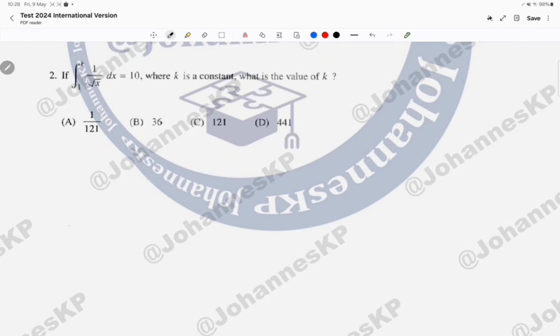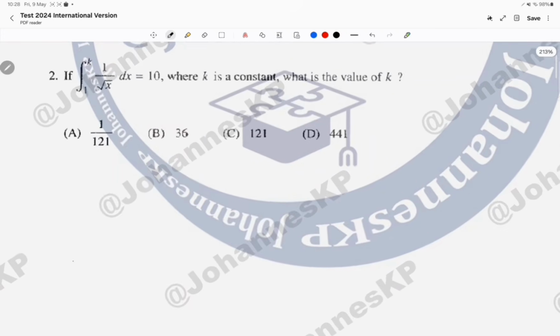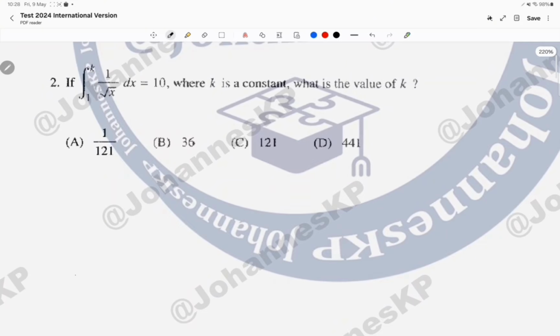Okay, so for this question, we have to integrate 1 over a square root of x. Now, I never like to integrate anything that's in the denominator. I always like to integrate when it's a numerator. It's much easier for me. So just bring that root of x to the top.